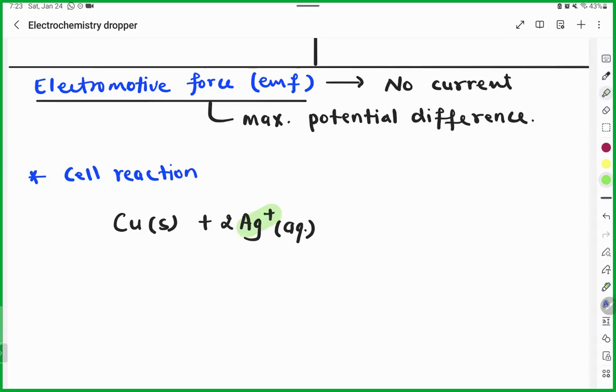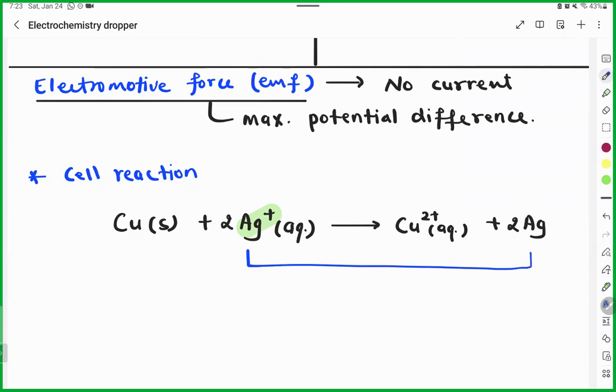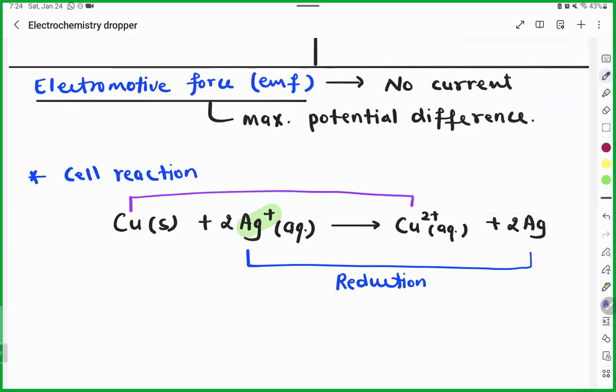So here copper in the solid form will convert into the aqueous solution, and copper will convert into copper 2 positive ion. And your Ag 2 positive will convert into Ag. Reduction. So you can see, because the reduction potential of Ag is more, it undergoes reduction, and copper converting into copper 2 positive is oxidation.